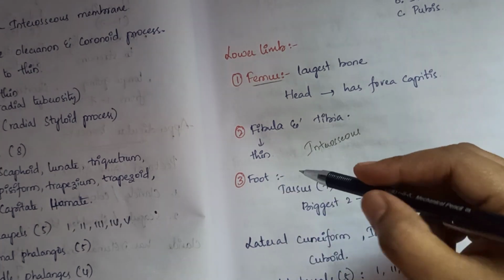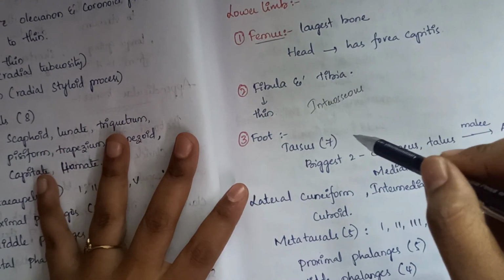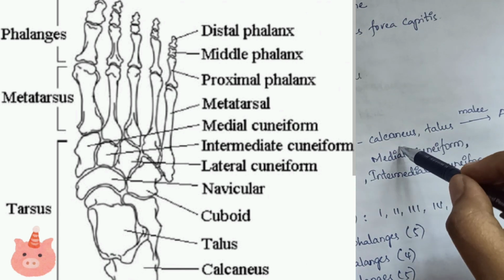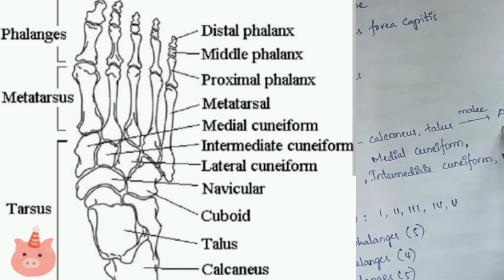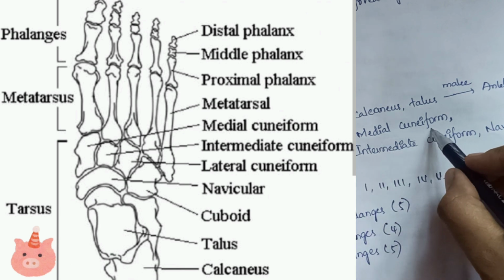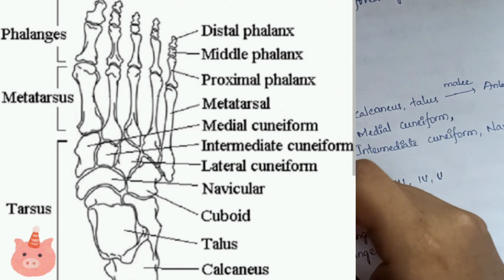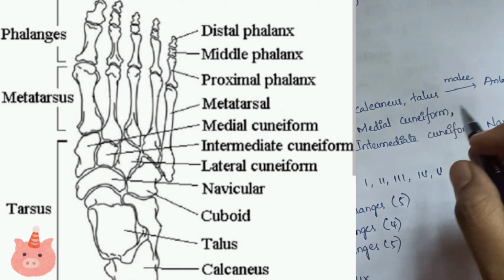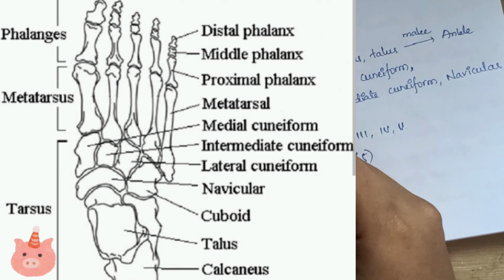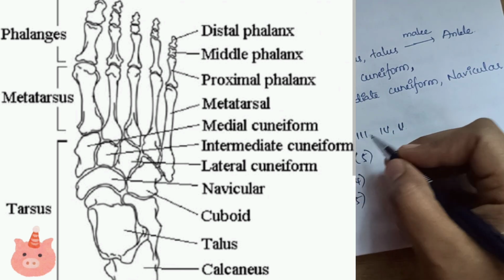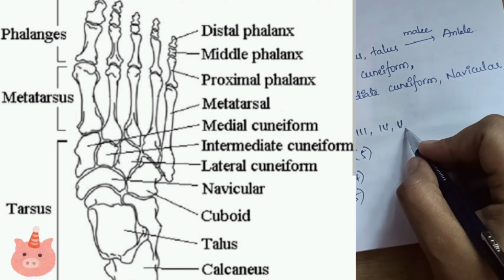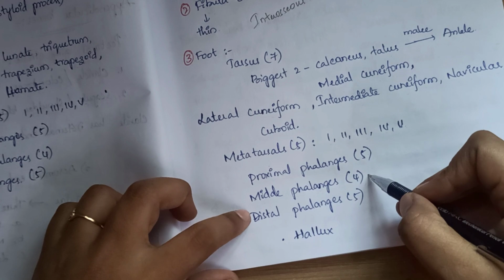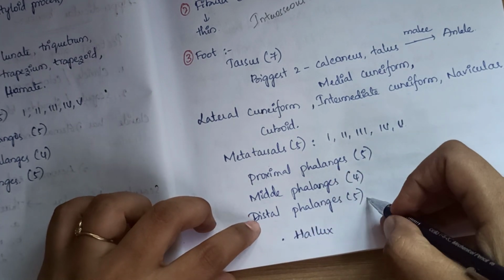And in the foot we have the tarsus, which is 7 in number. The biggest two, calcaneus and talus, make the ankle, and then the medial cuneiform, intermediate cuneiform, lateral cuneiform, navicular and cuboid. And metatarsals, which are 5 in number, same as in the hand. And proximal phalanges, which are 5, middle phalanges, which are 4, and distal phalanges, which are 5.